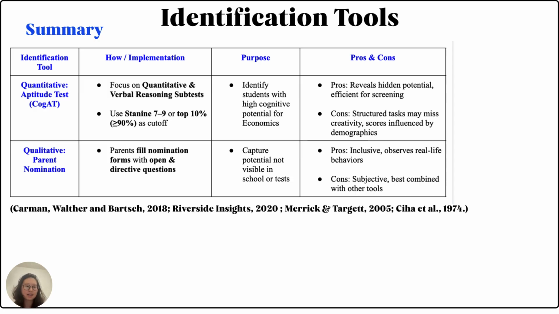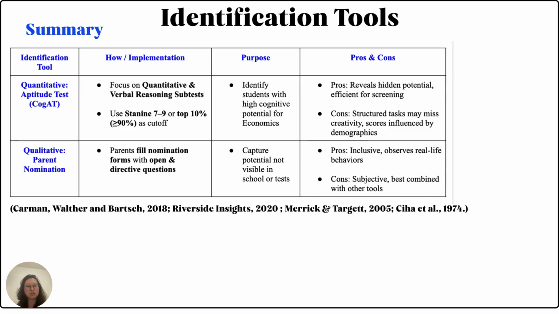However, COG is highly structured and may not capture creativity or complex decision-making in real-world contexts. Also, research has found that COG nonverbal scale scores are influenced by demographic factors, and different schemes can significantly alter the recognition rate of gifted students from disadvantaged groups. Therefore, it should not be used in isolation.